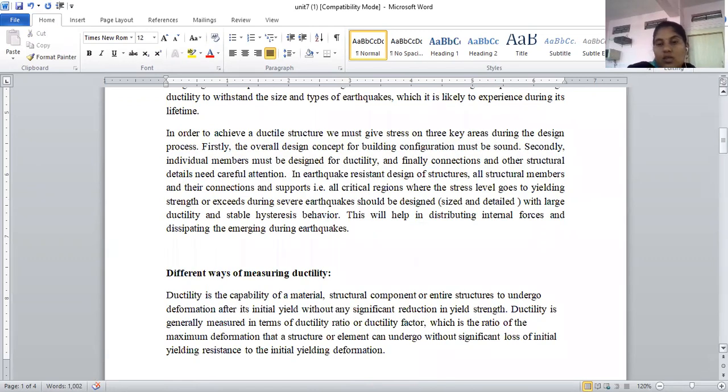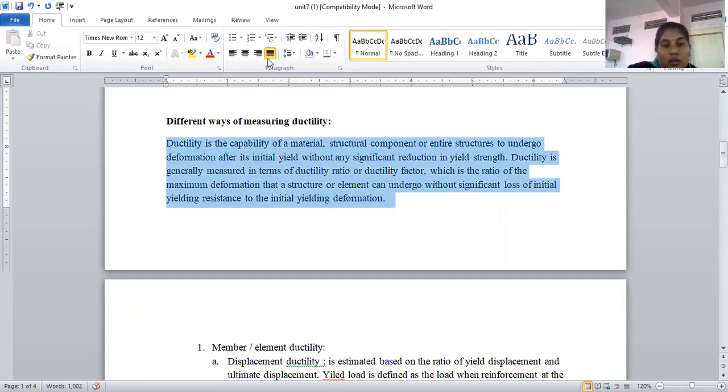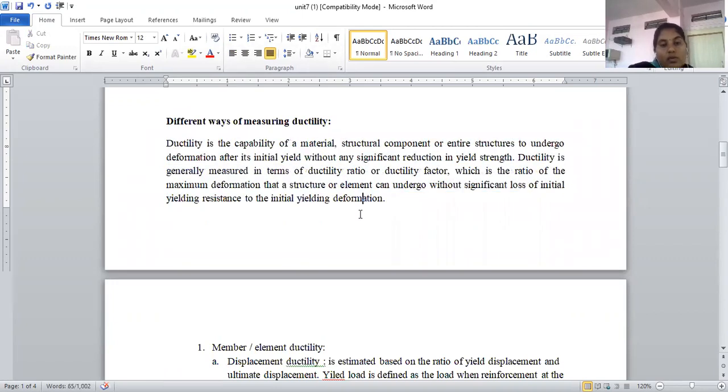We have finished these parameters in the last lecture. Now we'll move towards the next point, that is the ductile detailing of RCC. We'll move towards the different ways of measuring the ductility. So how to measure the ductility, that will be learned here. Okay, so I request all of you, please write down this new point. There are different ways of measuring ductility.